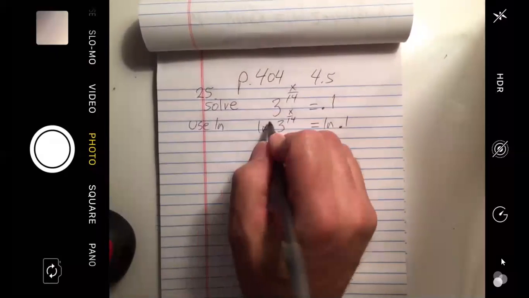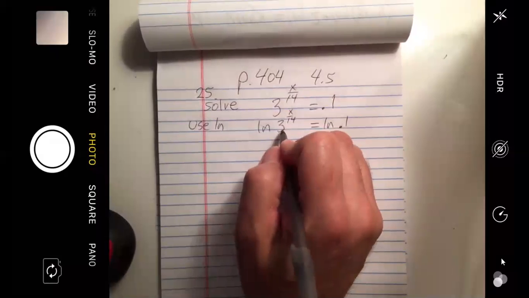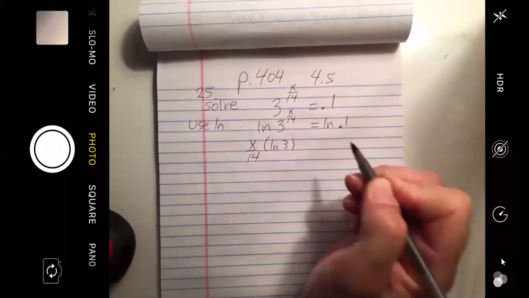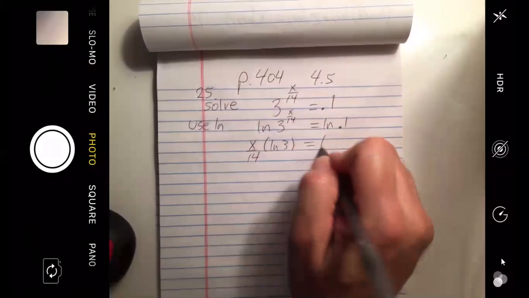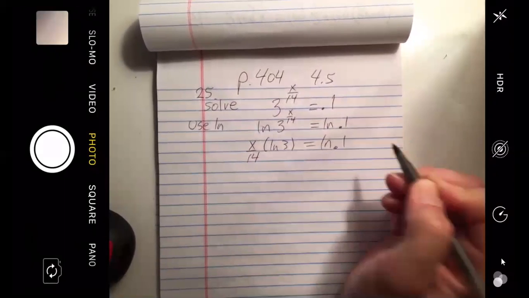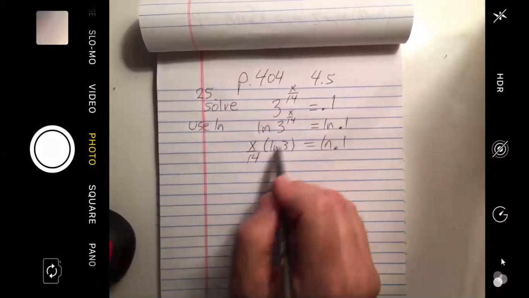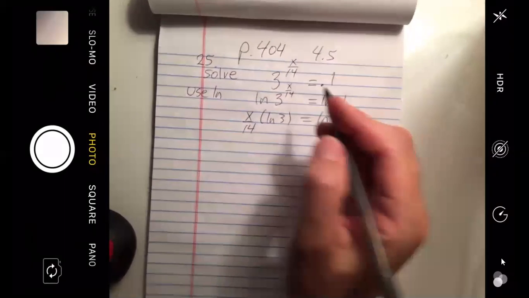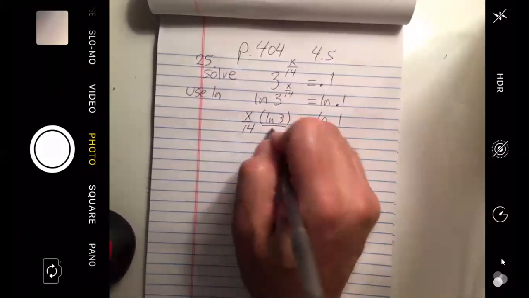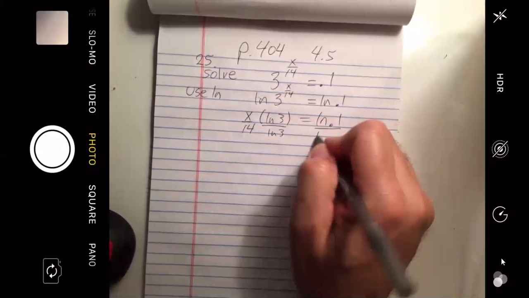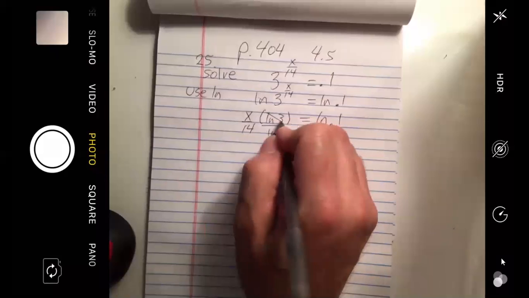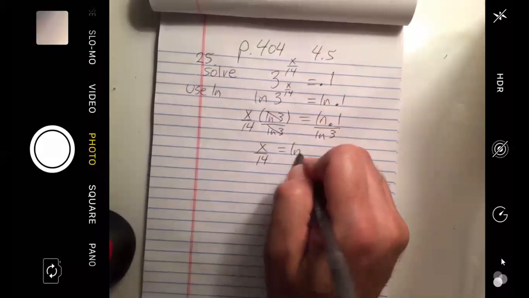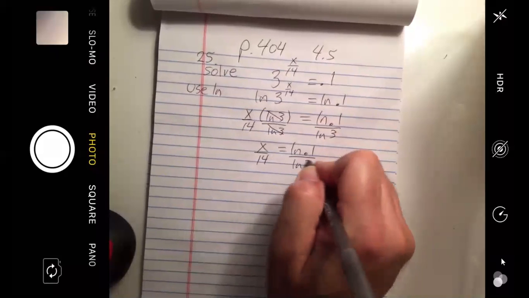Again, these do not undo. x over 14 times ln of 3 is equal to ln of 0.1. Now I could start punching in these decimals and you can play it that way. I'm going to divide by the ln of 3, group my ln's together. x over 14, ln of 0.1 divided by ln of 3.